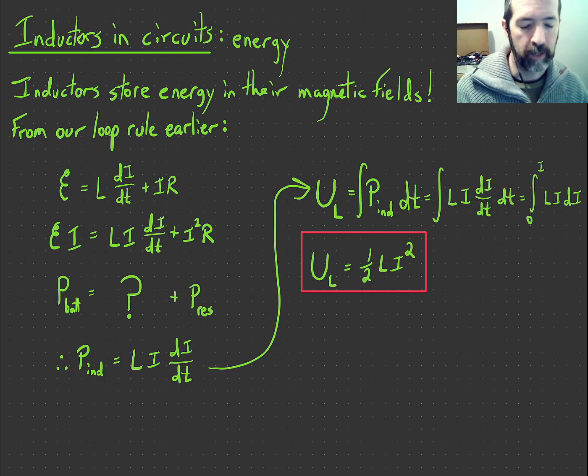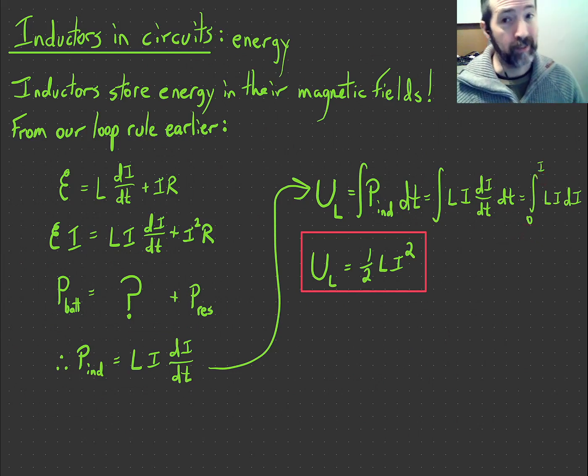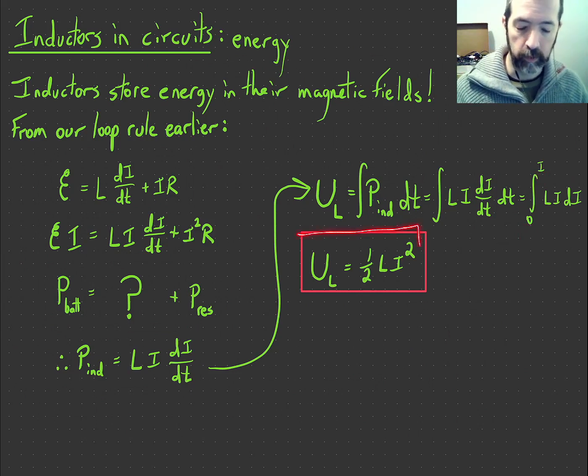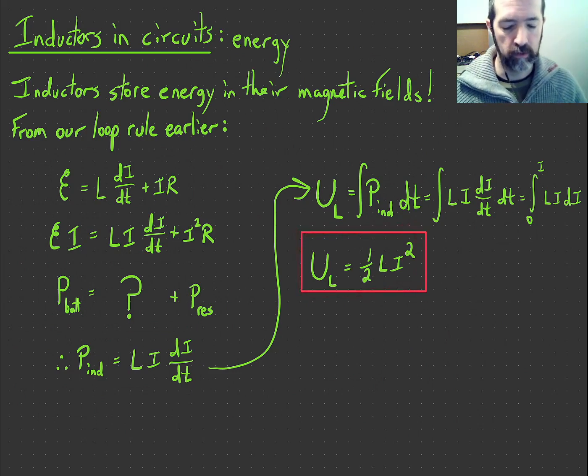And so you just imagine your initial current being 0 and your final current being whatever your final current is. Integrating L times I di gives you 1/2 Li squared. So this expression for the energy in the inductor that is on the formula sheet, you don't have to create it from scratch. But that's where it comes from. The easiest way to get it is with this loop rule.